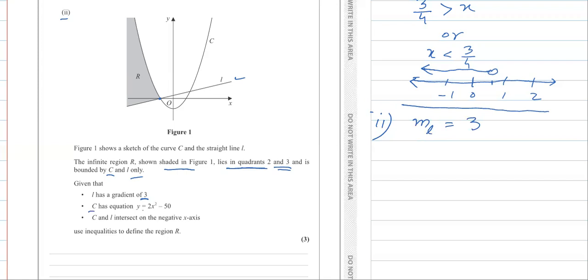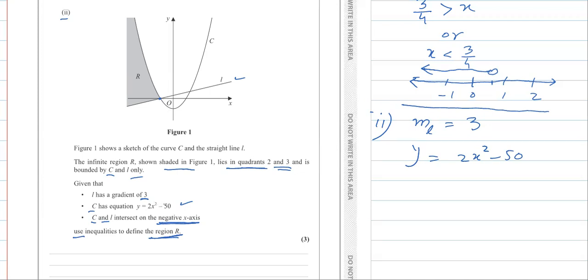C has equation, C is given as y is equal to 2x square minus 50. C and L intersect on the negative x-axis. They intersect on the negative x-axis. So use inequalities to define the region R. Now you have to use the inequalities to define the region R that is satisfied by them.